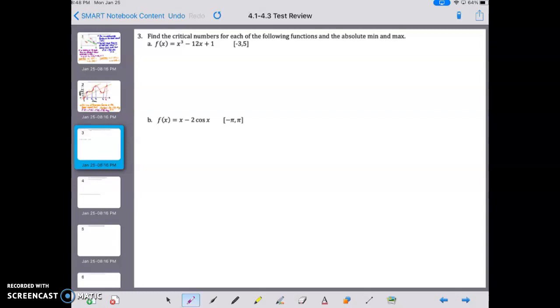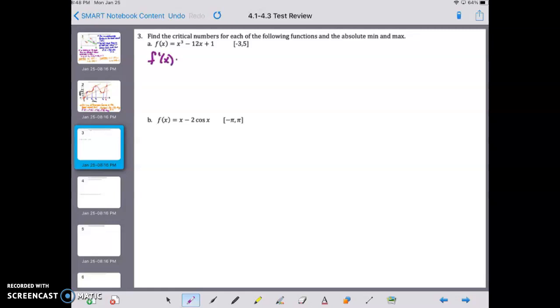This is the 4.1 through 4.3 test review. For problem number 3, it says to find the critical numbers for each of the following functions and the absolute minimum and maximum. So for letter A, our first function, in order to find our critical numbers, we need to first find our first derivative.